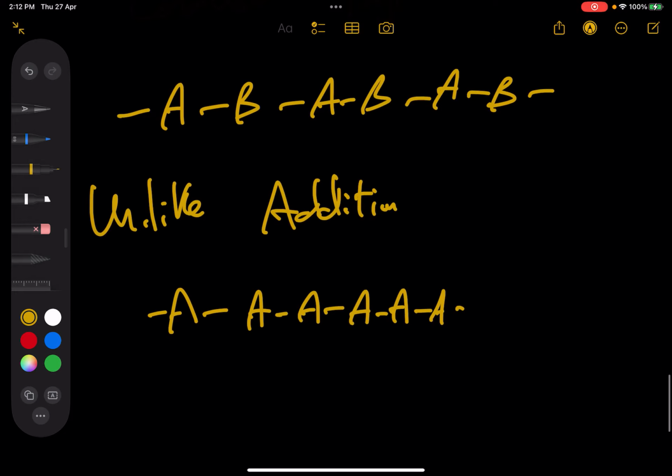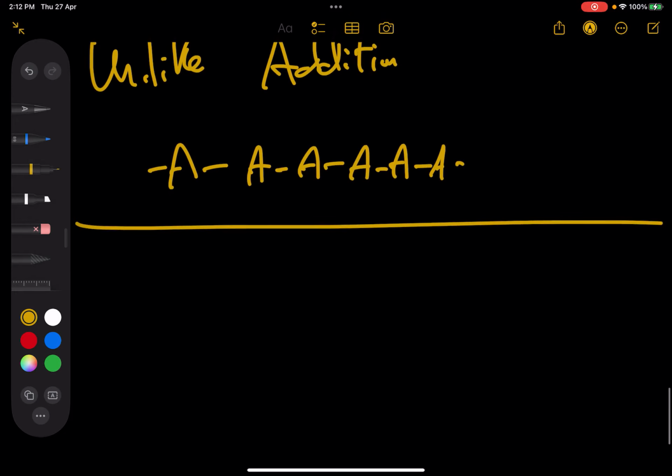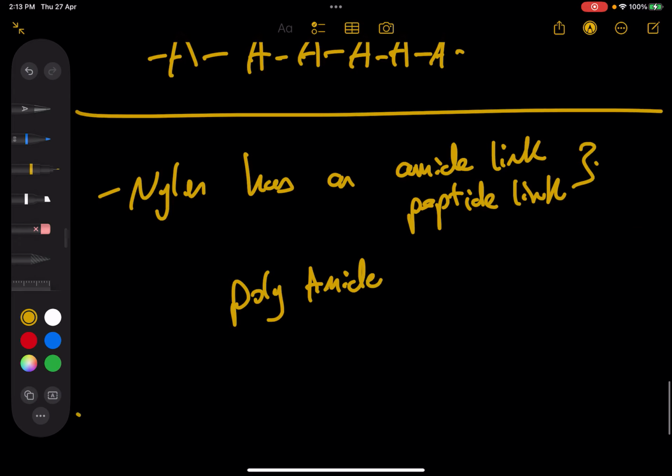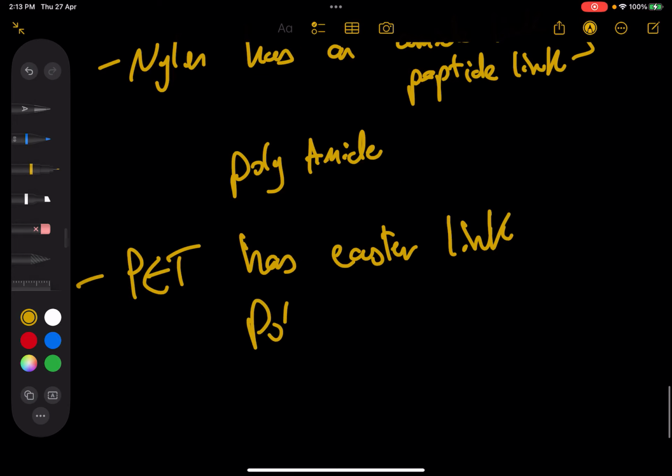Okay. So when nylon is made, very much like PET, what's the difference between nylon and PET? Nylon has an amide link, or peptide link. It's called a polyamide. However, PET is called what? It has an ester link. It's called polyester.